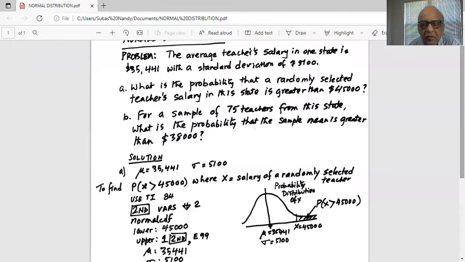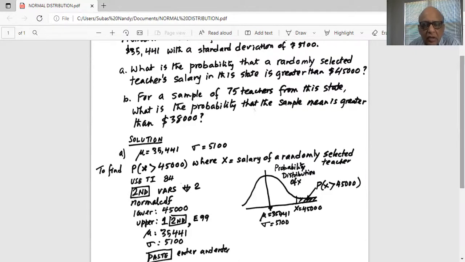So I have a bell-shaped probability distribution, and the mean, the center where the peak is the highest, the value on the horizontal axis, mu, is 35,441. That's the mean of this distribution, and the standard deviation is 5,100. We want to find out the probability that the salary is greater than 45,000. So we are going to use the TI-84 for this.